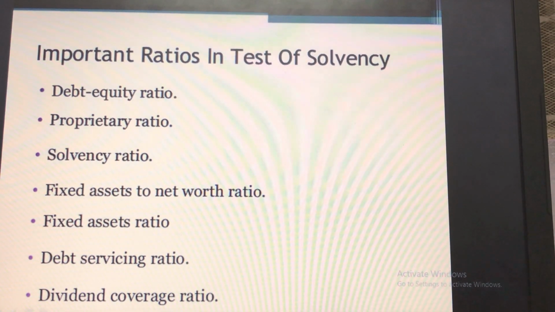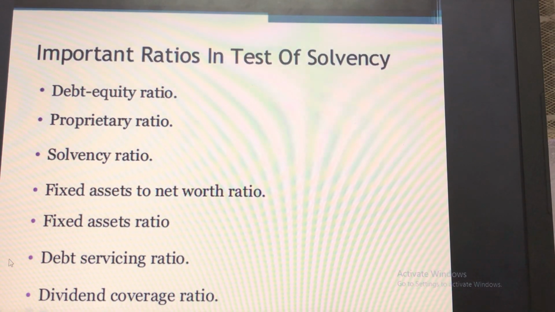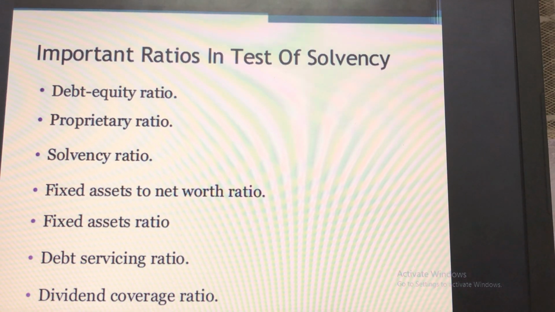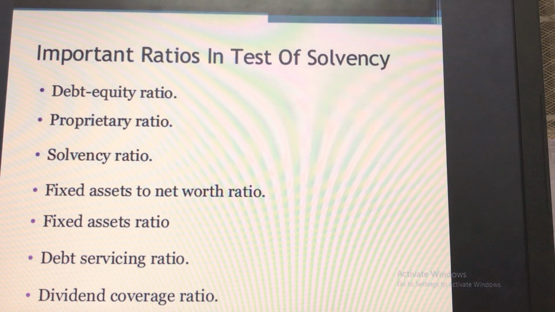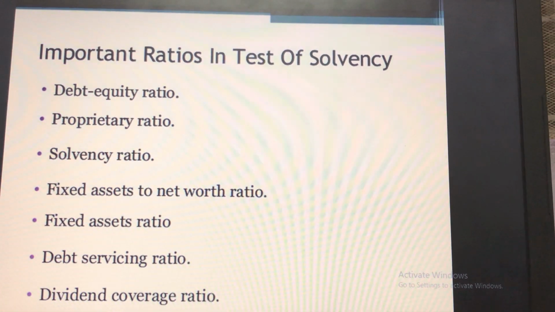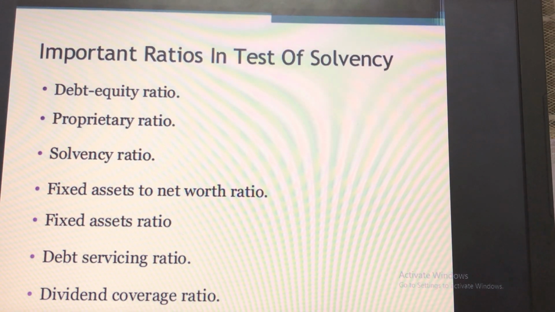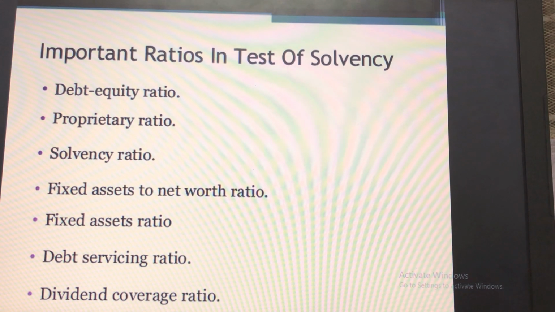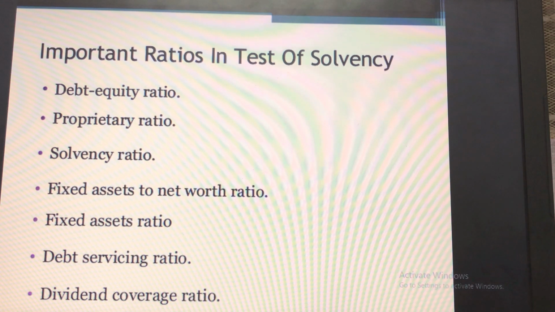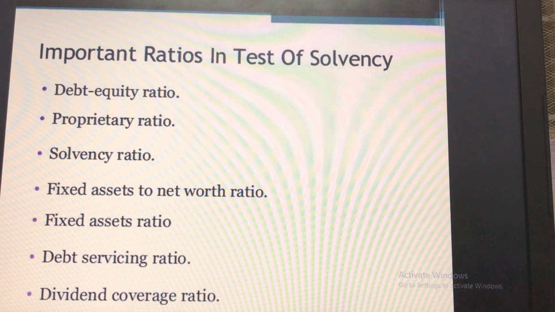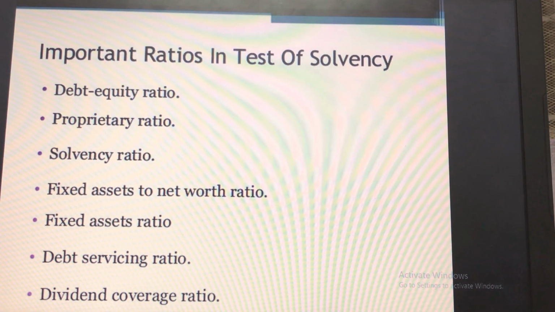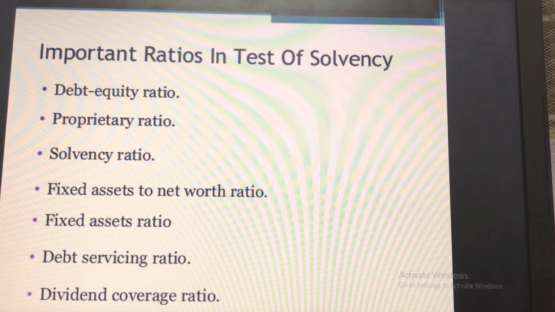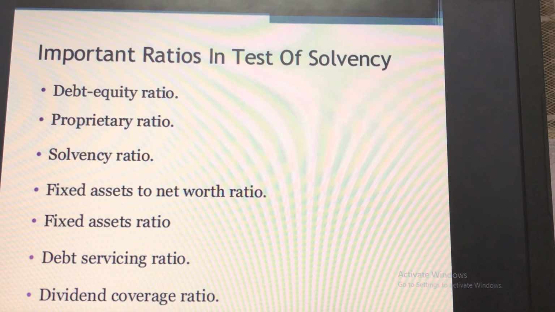Debt equity ratio, proprietary ratio, solvency ratio, fixed assets to net worth ratio, fixed assets ratio, debt servicing ratio, and dividend coverage ratio. Again, test of solvency ratios we will see: debt equity ratio, proprietary ratio, solvency ratio, fixed assets to net worth ratio, fixed assets ratio, debt servicing ratio, dividend coverage ratio.